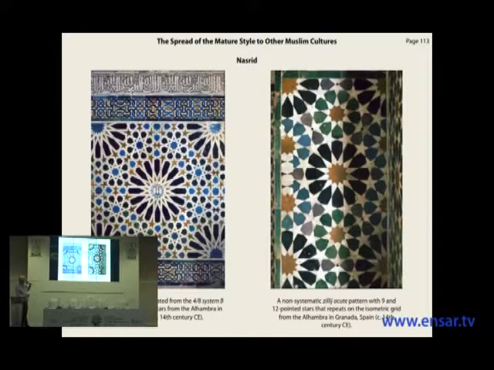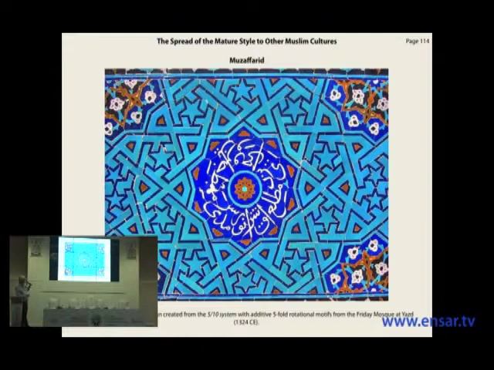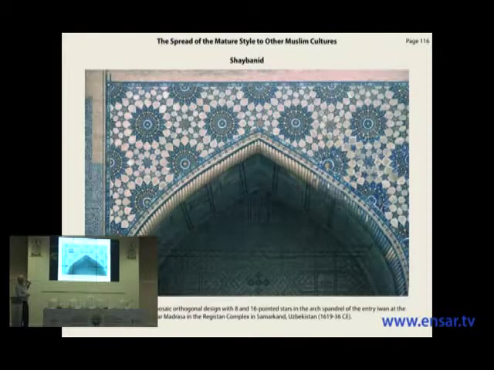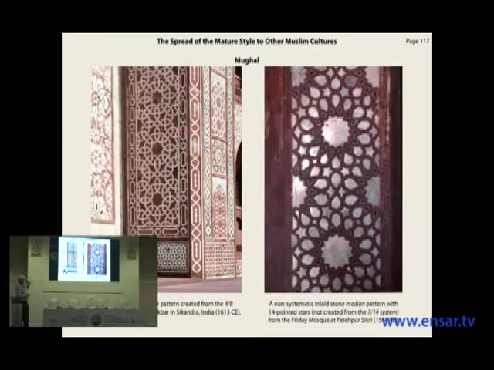And of course, in Spain and in Morocco, the work is superlative. This is back in Iran, Muzaffarid. Timurid, beautiful pattern with 9 and 12 pointed stars and with 16s and 6s, 18s and 6s. Shaybanid, this is a very nice arch spandrel, and Mughal.